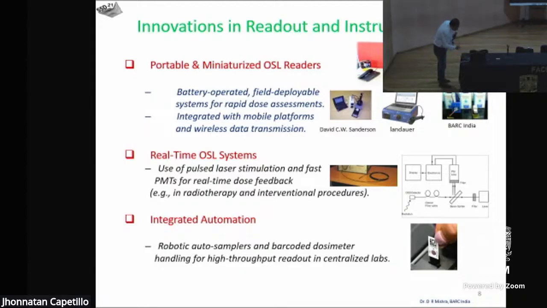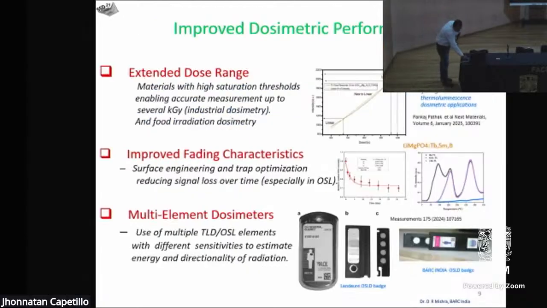Apart from that, integration, barcodes and better error-free processing of these dosimeters also play a very keen role. When you have very large numbers of dosimeters, human error is one of the factors to be tackled. So yes, people are going for these kinds of things.